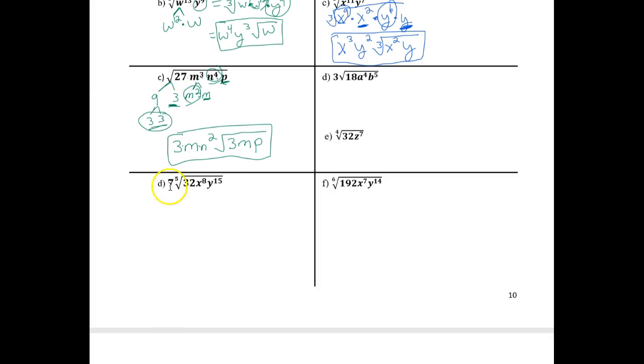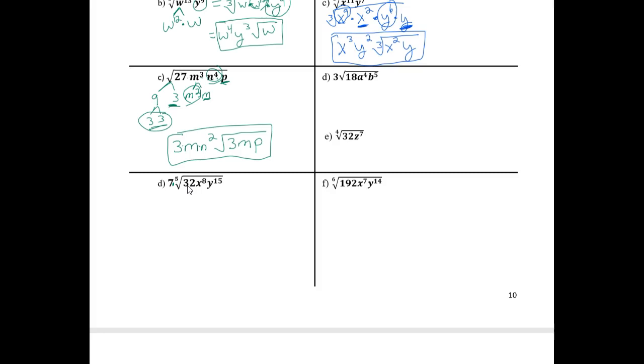What do I do if I have a number on the outside of that? In this case, 5th root. Remember, a number next to parentheses, that means times. A number next to an absolute value, that means multiply. Now a number next to a radical also means multiply. So I'm not going to forget that this 7 is being multiplied here. That is not 7 to the 5th power. That is 7 times the 5th root of 32x to the 8th, y to the 15th.